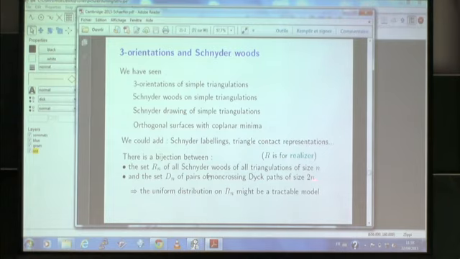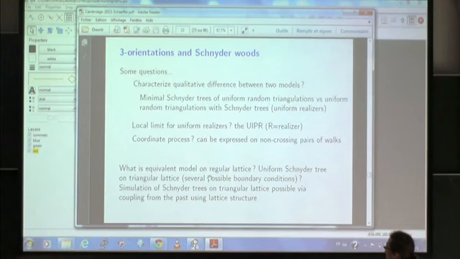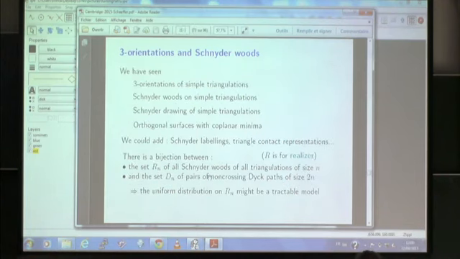So this means that the uniform distribution on this set of realizers might be tractable, because non-crossing pairs of Dyck paths we understand very well. In fact, you can look at the large n limit of these things, and you have pairs of Brownian excursions that do not intersect, and you can say things about that. So again, let me just show you a picture.